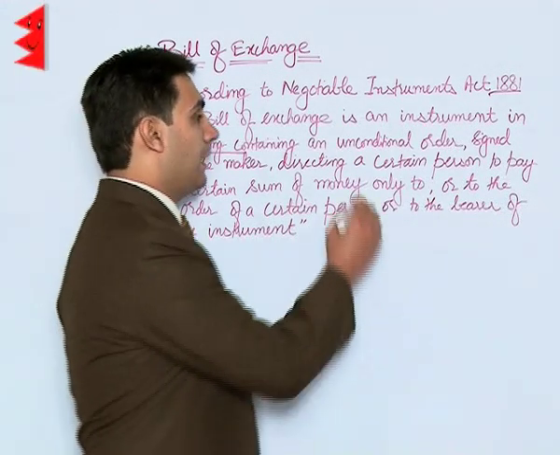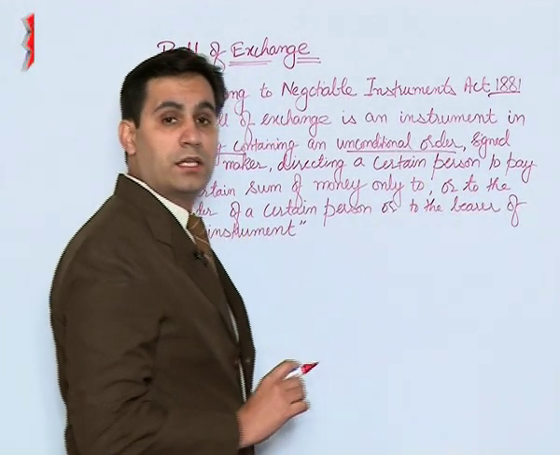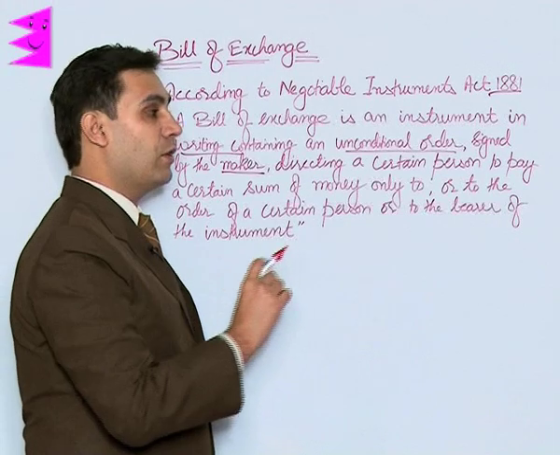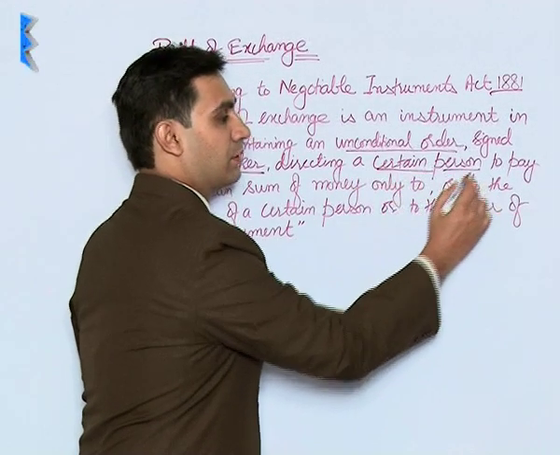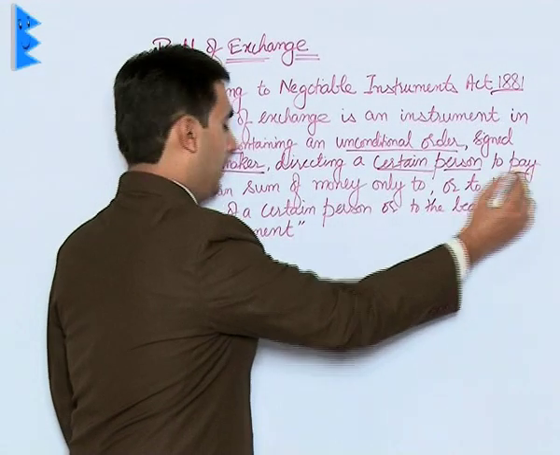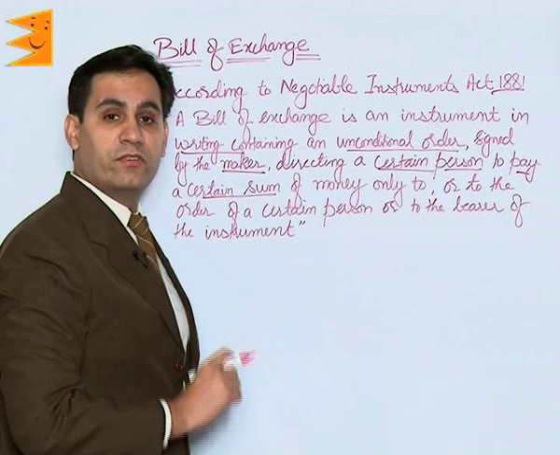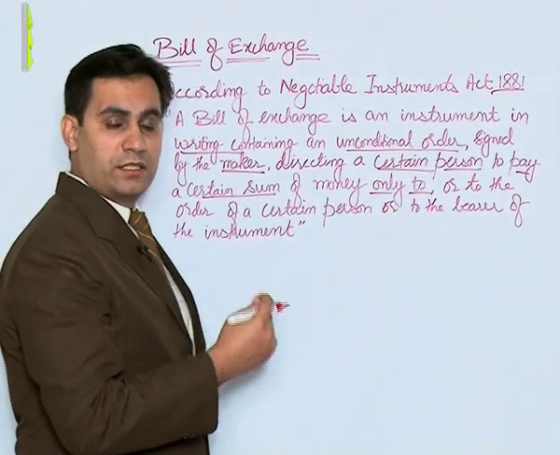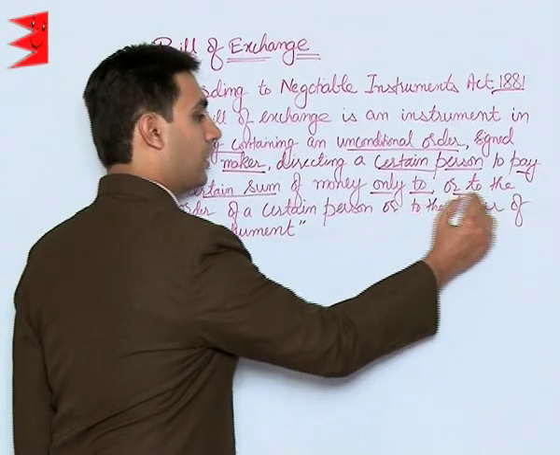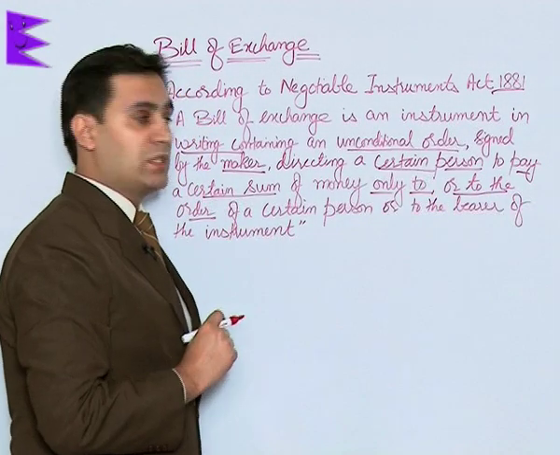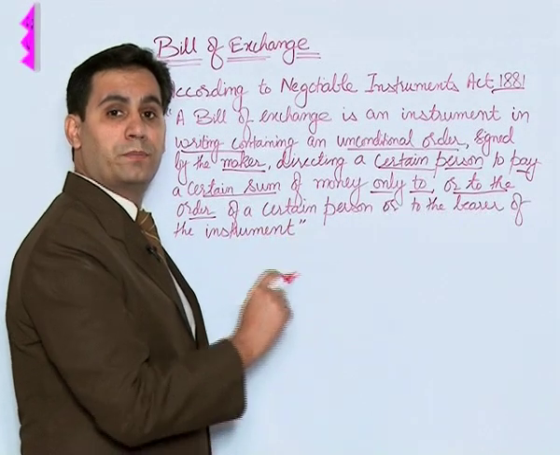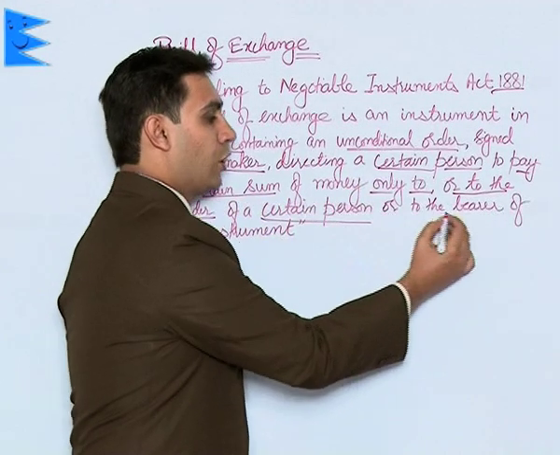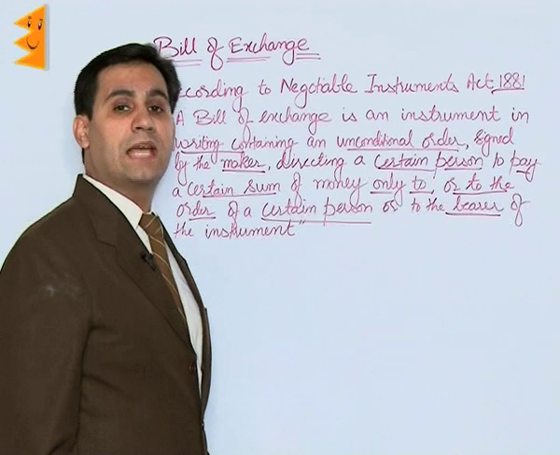Then it contains an unconditional order, that is an order which has been signed by the maker. So the maker is giving an order to a certain person to pay a certain sum of money. By certain here we mean a fixed sum of money, only to him, or to the order, that is to whoever the maker directs the person to pay, or to the bearer. Bearer means the one who is carrying the bill.